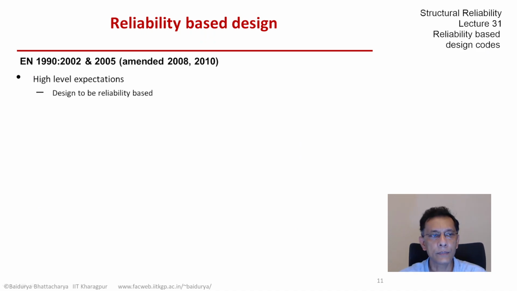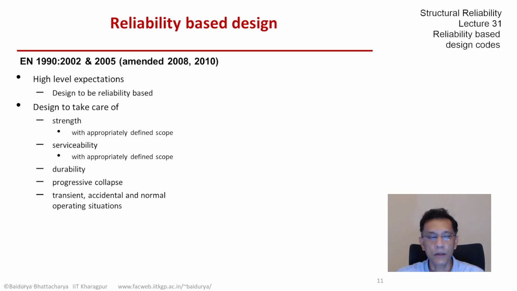As we will see in the next few slides, the first expectation is that the design has to be reliability based. And then we will parse out these important expectations that the design has to take care of the strength aspect or the strength limit state, as we'll see, and with appropriately defined scope. The design has to take care of the serviceability limit state, whose scope also needs to be appropriately defined, has to take care of durability, has to take care of progressive collapse. We discussed that through one example at the very first lecture, the collapse of the Ronan Point buildings. And then the design also has to take care of not only normal design situations, normal operating situations, but transient and accidental situations as well.